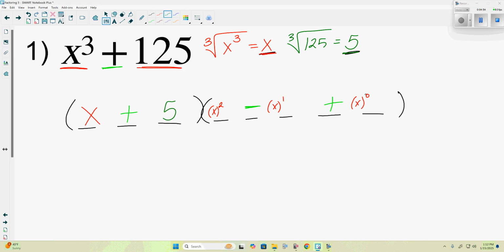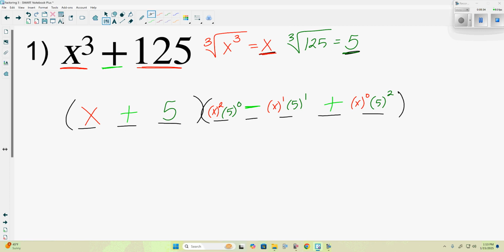So the powers for the first term are going 2, 1, 0. It's decreasing. The second term is increasing. So it's going to go 0, 1, 2. And this is one of the nice things about the sum or difference of two cubes, is that it has this nice pattern to it, that no matter what the two terms are, as long as we have two cubes, it will work like this every single time. It's not that we're doing guess and check. This is how it works, which is nice.